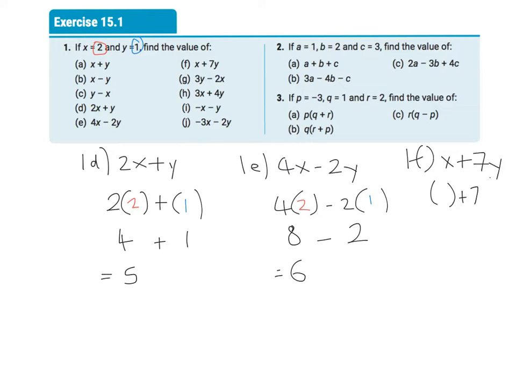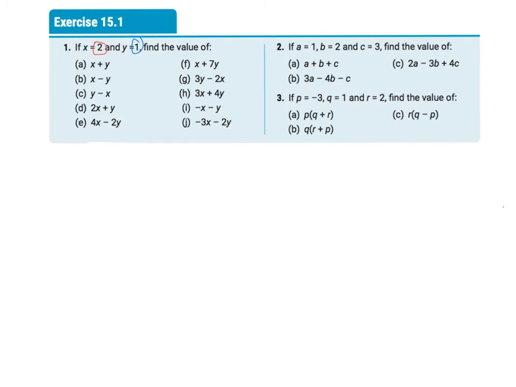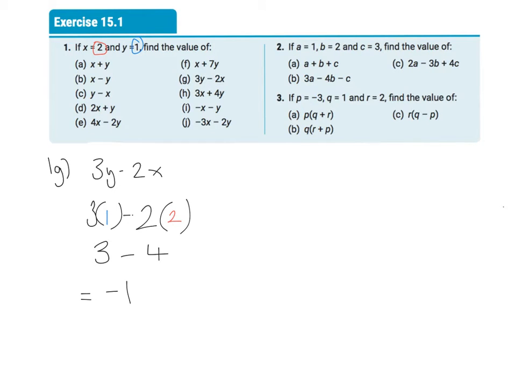Then part F, x plus 7y. Open brackets, plus 7, open brackets. Filling in 2 for x, 1 for y. I end up with 2 plus 7 times 1 is just 7. And we get 9. Okay, G then, 3y minus 2x. We rewrite it. I'm filling in 2 for x and 1 for y, and then multiplying out. 3 times 1 is 3, minus 2 times 2 is 4. We end up with minus 1.